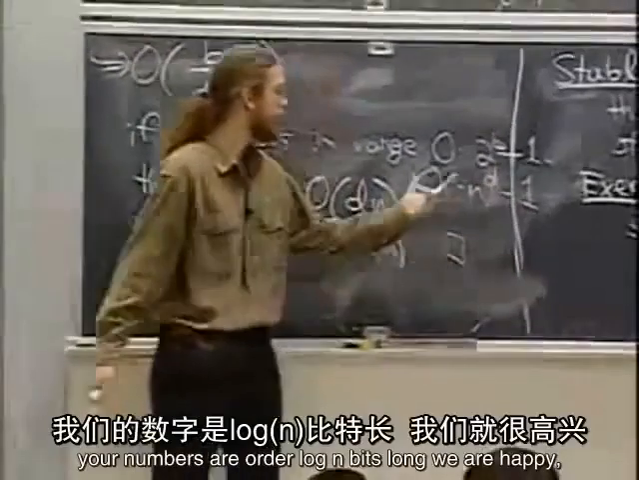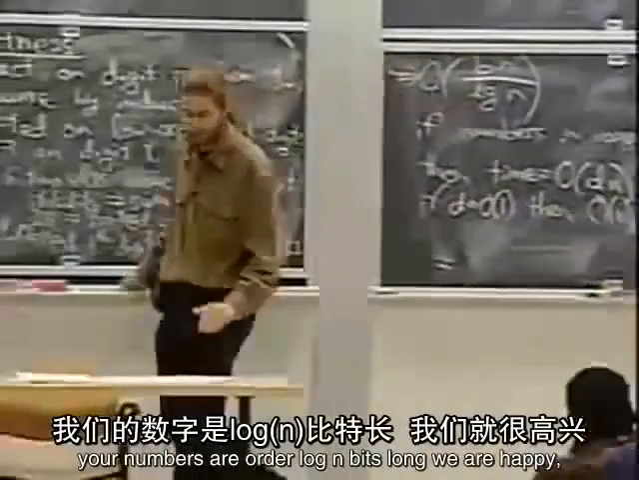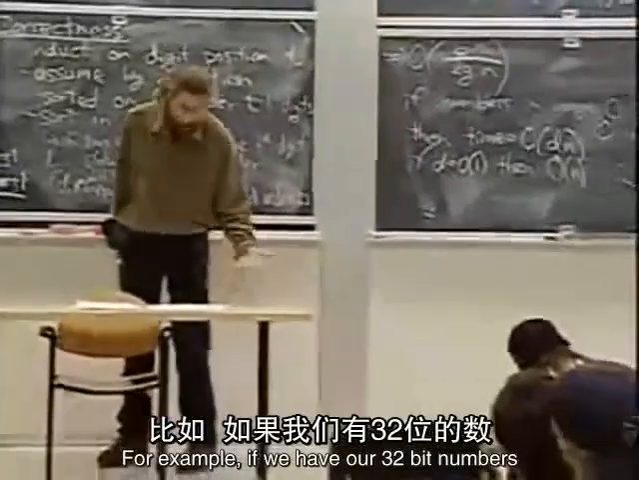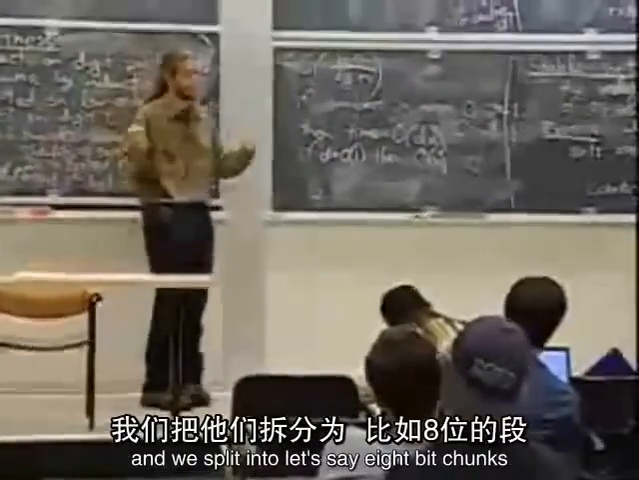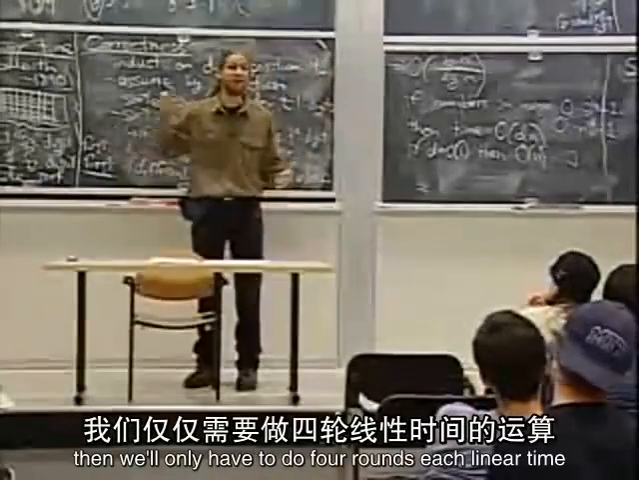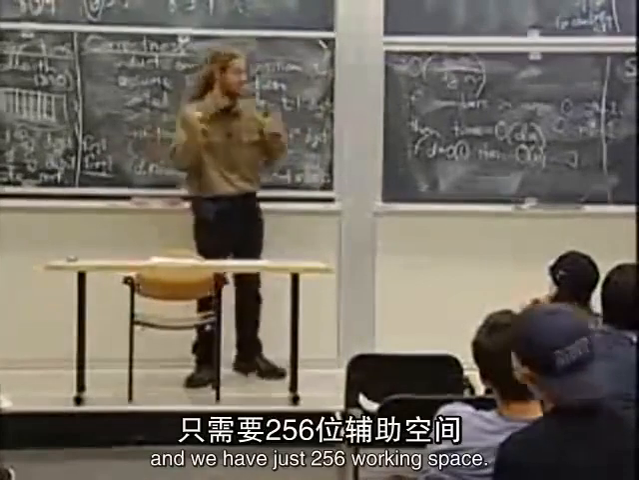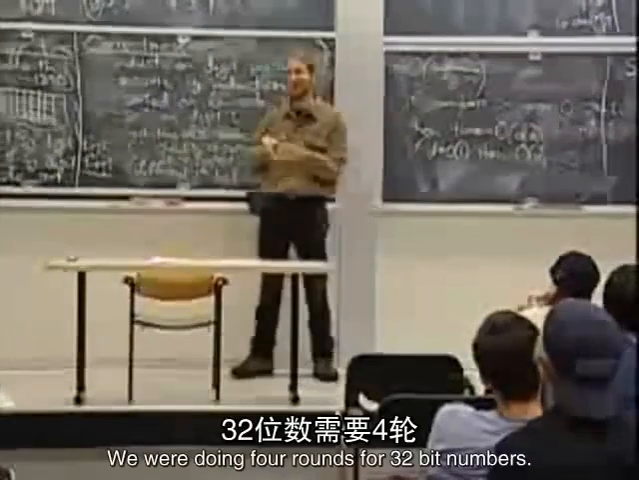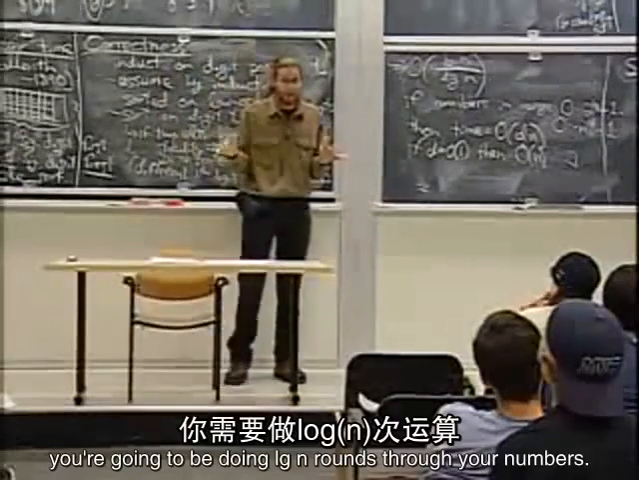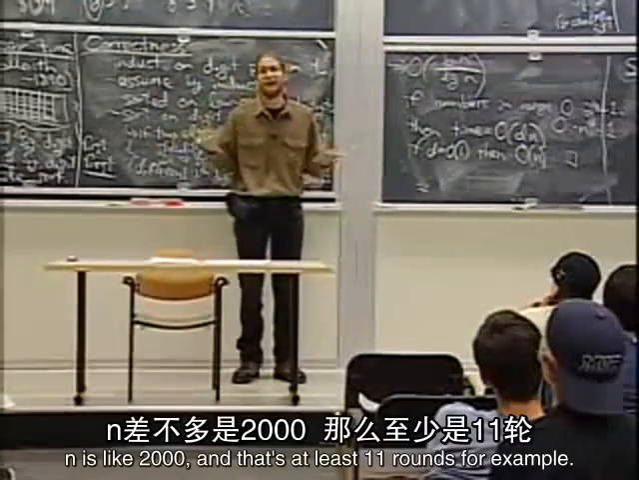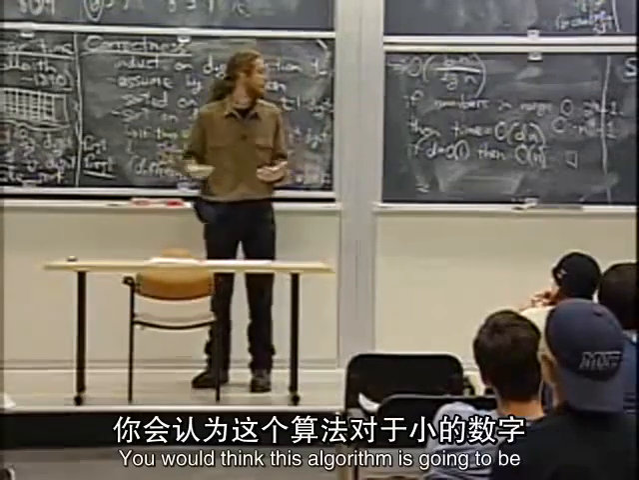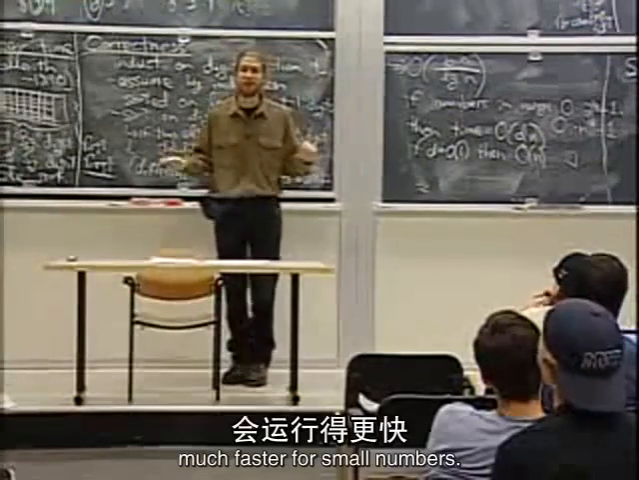Whenever you know that your numbers are order log n bits long, we are happy. And you get some smooth trade-off there. So for example, if we have our 32-bit numbers and we split into, let's say, 8-bit chunks, then we'll only have to do 4 rounds, each linear time, and we have just 2 to the 256 working space. So we were doing 4 rounds for 32-bit numbers. If you use an n log n algorithm, you're going to be doing log n rounds through your numbers. If n is like 2,000, that's at least 11 rounds, for example. So you would think this algorithm is going to be much faster for small numbers.